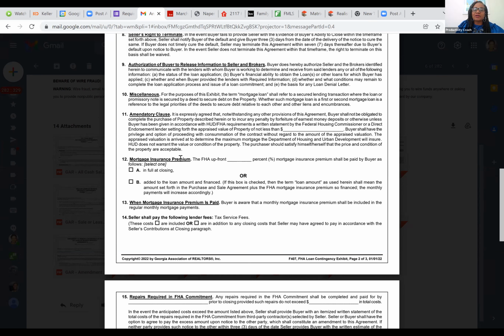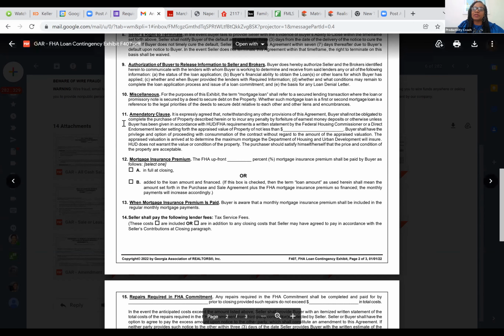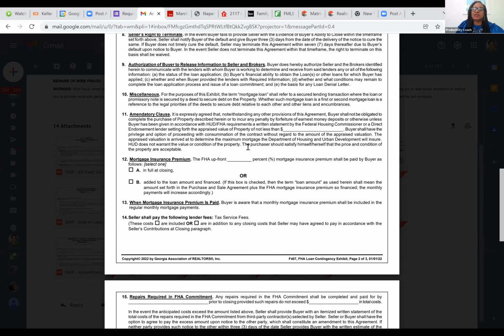The appraisal valuation is arrived at to determine the maximum mortgage that the Department of HUD will insure this for, and will not warrant the value or the condition of the property. The buyer should satisfy himself that the price and condition of the property are acceptable, right? So pay attention to this.